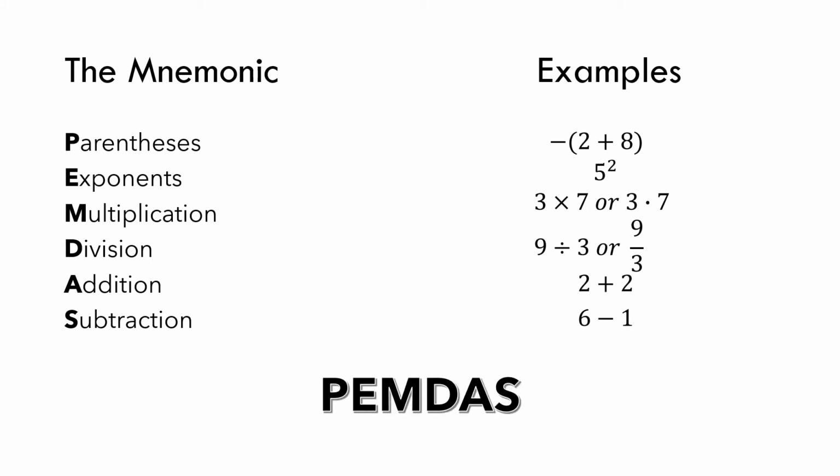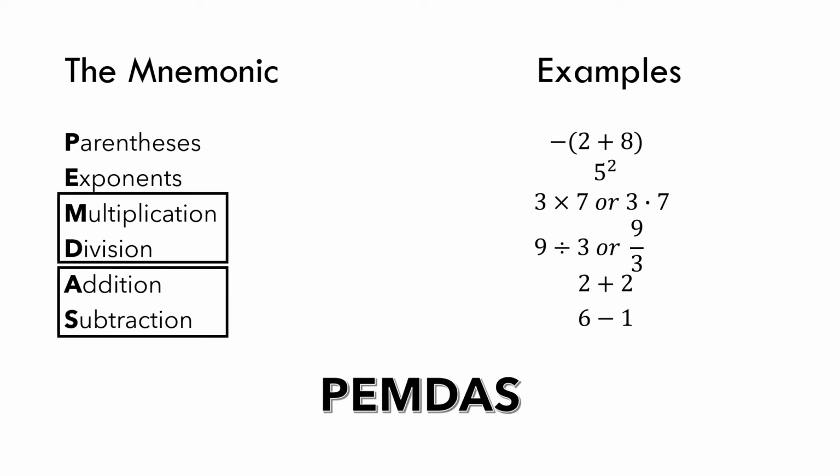An important detail that people often miss is that multiplication and division are performed at the same time. That means you can do them in either order as long as you respect parentheses. The same is true for addition and subtraction. Keeping this in mind will occasionally make simplifications much easier.